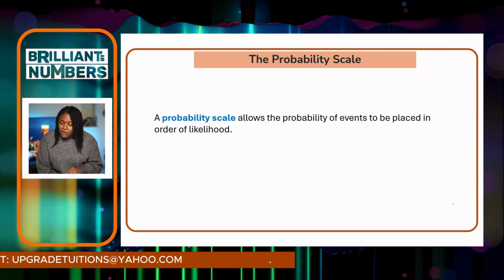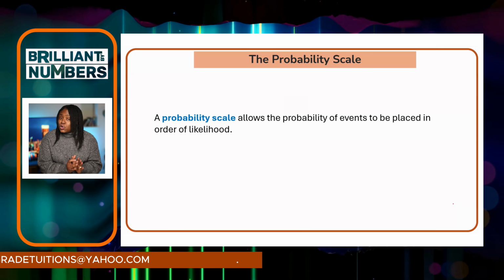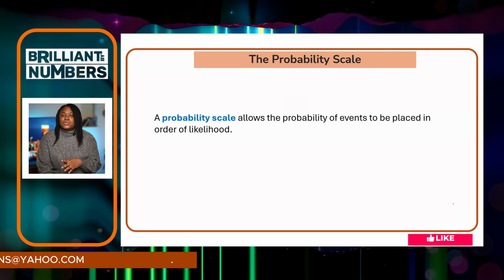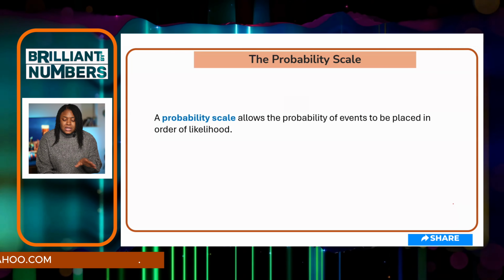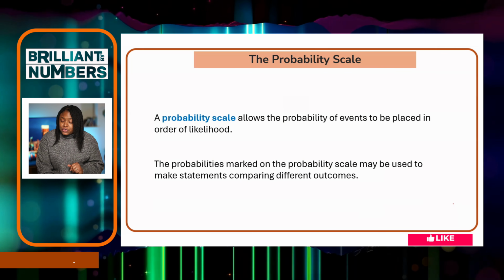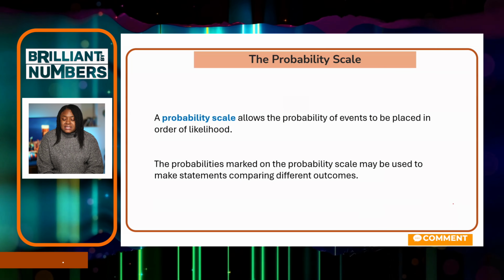So a probability scale allows probabilities of events to be placed in the order of likelihood. We kind of preempted that a little bit when we talked about where to put the words on the scale. So the probabilities marked on the probability scale may be used to make statements comparing different outcomes. Now I've got a few examples and then we will wrap this up.